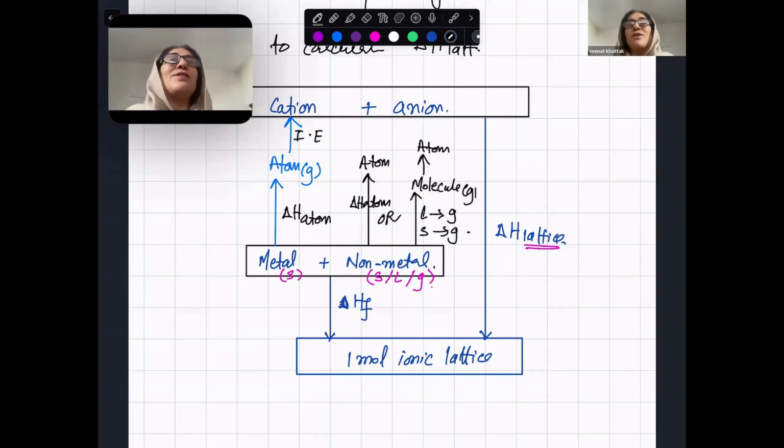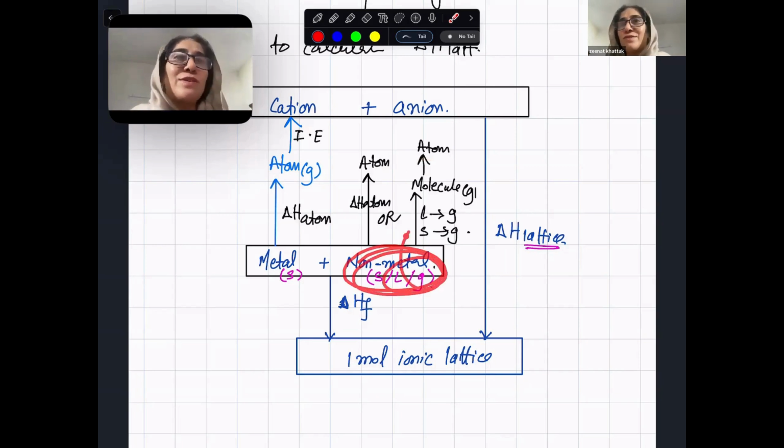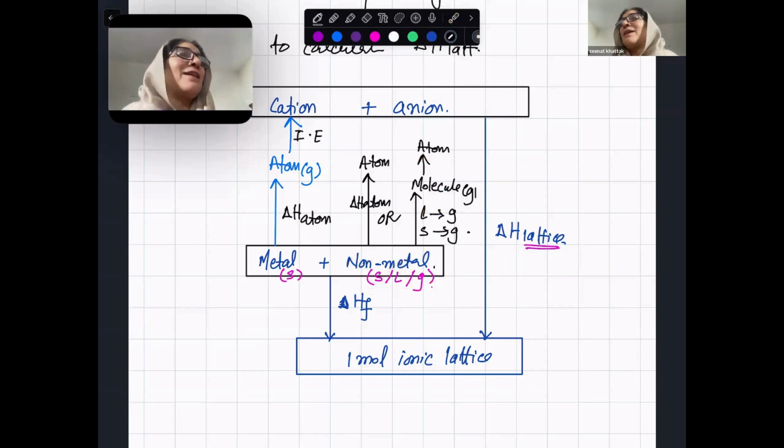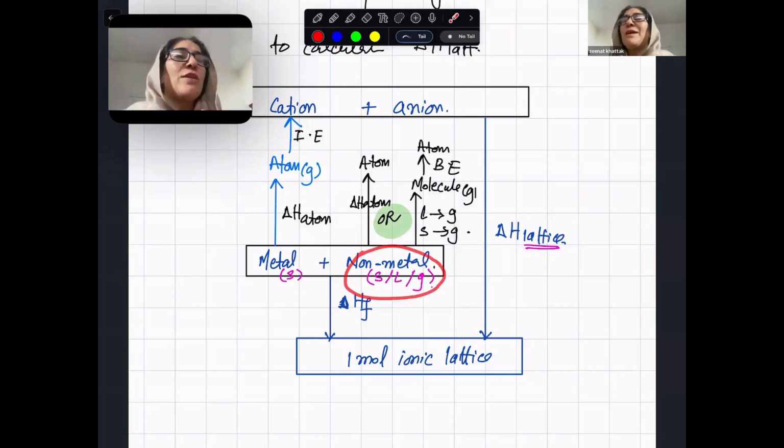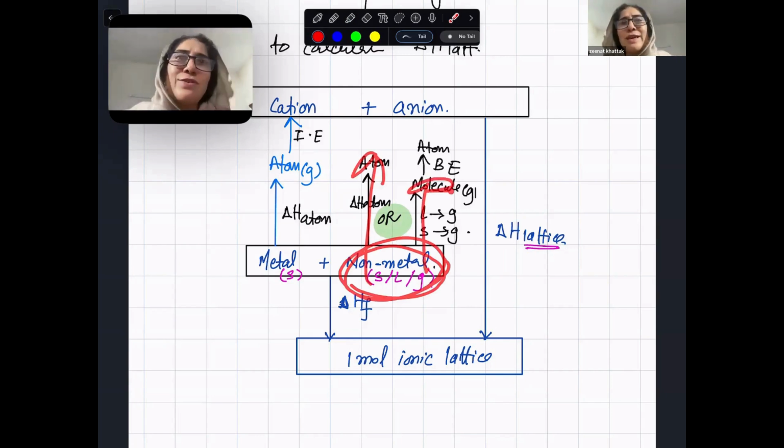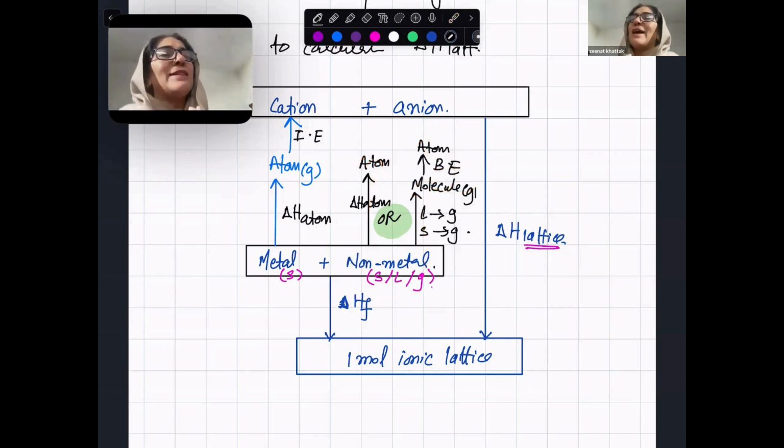You know what is bond energy? It's the amount of energy needed to break one mole of covalent bonds in gaseous substance. You can't use bond energy directly. You have to convert the non-metal first into gaseous and then use the bond energy. So there are two possibilities: either non-metal directly to atom, or non-metal first turns into gaseous and then you break the covalent bond to get atoms, and then the atom will gain electron, electron affinity.